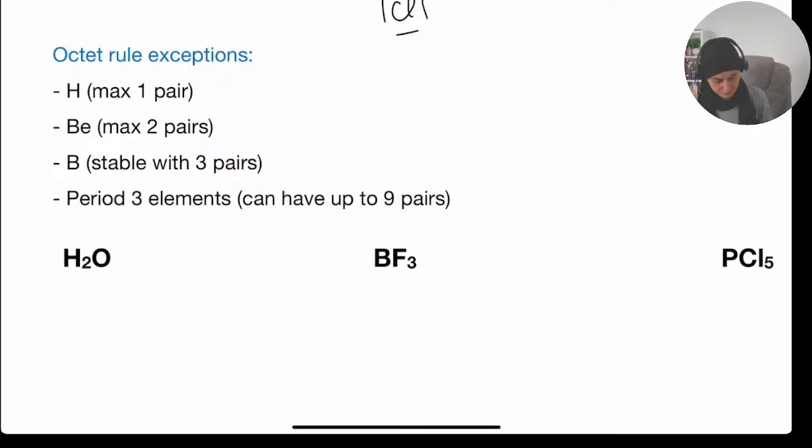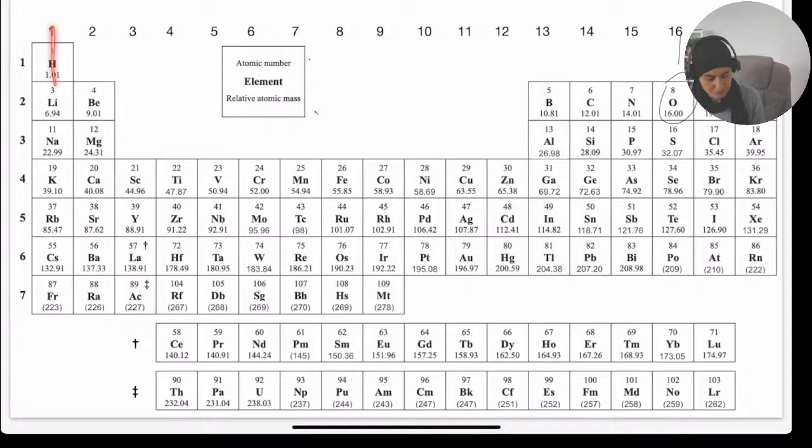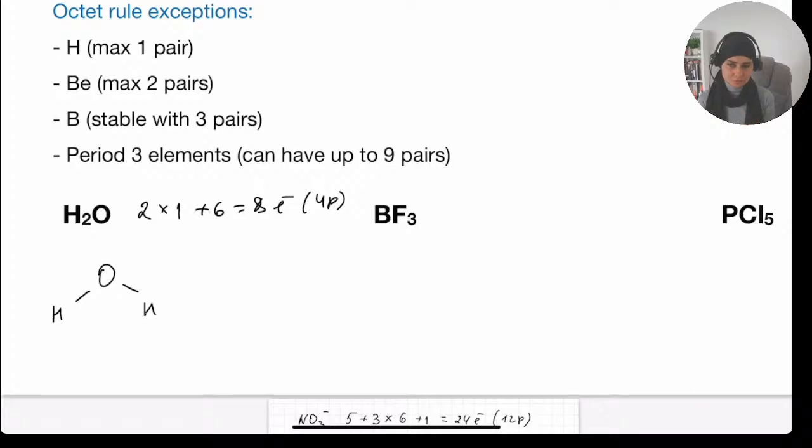Well, let's just go over these quickly. So water, I would do everything normally, but just remember that hydrogen is an exception. Oxygen is my central atom, then I count the number of valence electrons. So it's 2 times 1 for hydrogen, plus oxygen is 6. So it is 8 electrons or 4 pairs. Then I connect hydrogens with single bonds. And then that's where the exception comes into place. I don't put octets on hydrogens, so I just leave them.